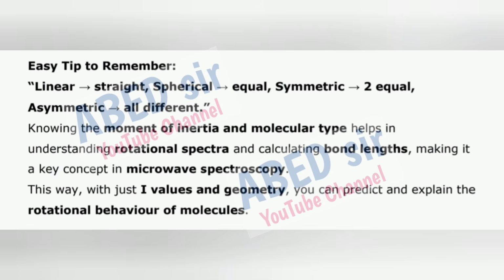Easy tip to remember: linear straight, spherical equal, symmetric two equal, asymmetric all different. Knowing the moment of inertia and molecular type helps in understanding rotational spectra and calculating bond lengths, making it a key concept in microwave spectroscopy. This way, with just I values and geometry, you can predict and explain the rotational behavior of molecules.